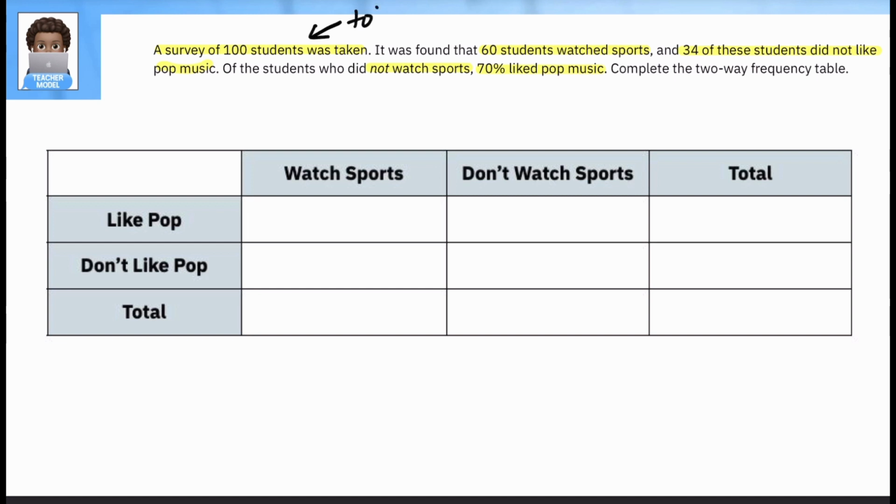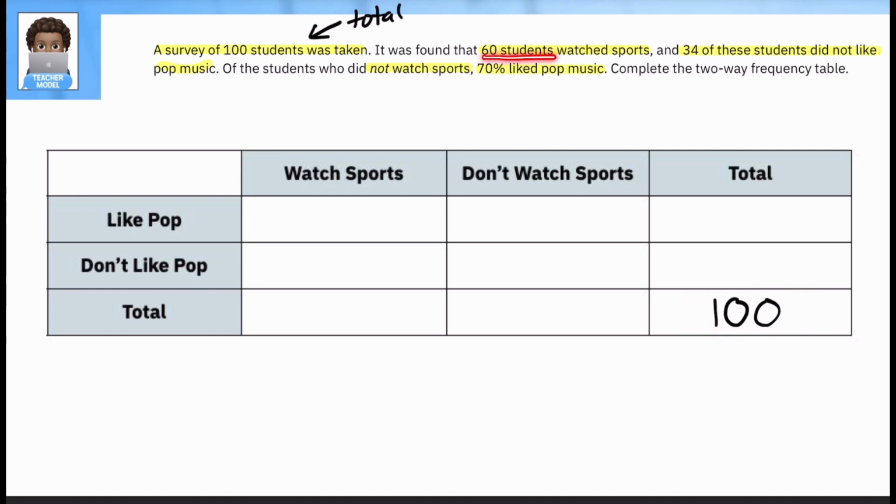We definitely know that 100 kids in all were surveyed. So I'm going to put 100 here. This 100 represents all the kids that watch sports and don't watch sports. It also represents all the kids that like pop and don't like pop. So you can see there's adding happening this way, where these two numbers add up to 100, and adding happening this way, where those two numbers are adding up to 100. So that's what frequency tables do, the two-way ones. We can add vertically and horizontally, and we're going to get to those numbers.